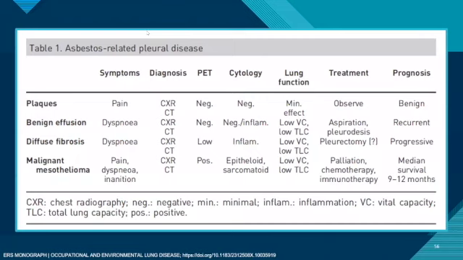So I think from this section, if there's really one thing to take home, maybe it would be this table over here, just looking at the different asbestos-related pleural diseases, how they present, the specific findings in terms of radiology, and how you may treat them.